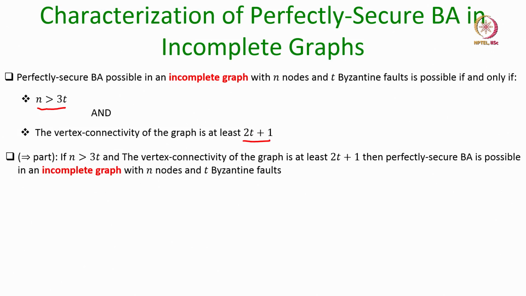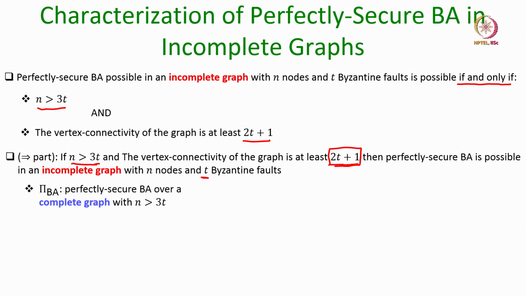So, I will be just showing the sufficiency proof here. This characterization is both necessary and sufficient, because this is an if and only if condition. So, I will show that if the condition n greater than 3t holds, and if the vertex connectivity of the graph is at least 2t plus 1, that means both these conditions are there, then there exists a perfectly secure BA protocol in an incomplete graph. Okay. Even if up to t nodes or t parties out of the n parties are Byzantine corrupted.